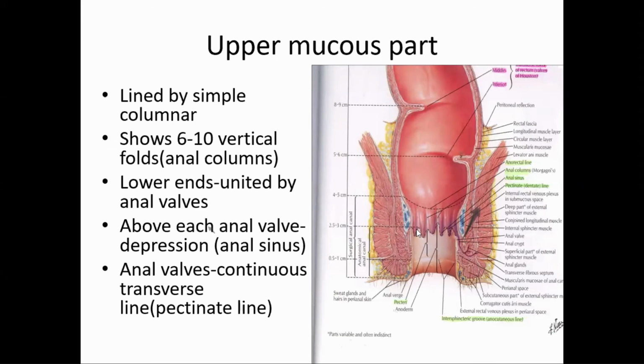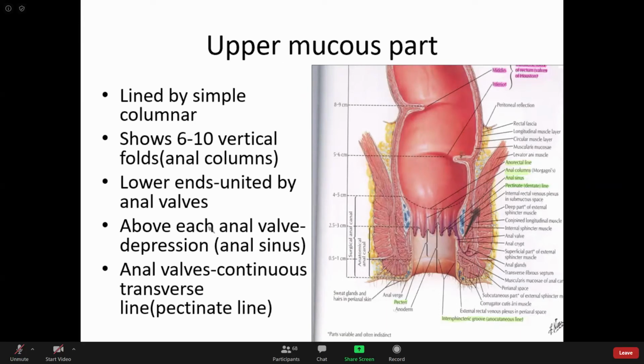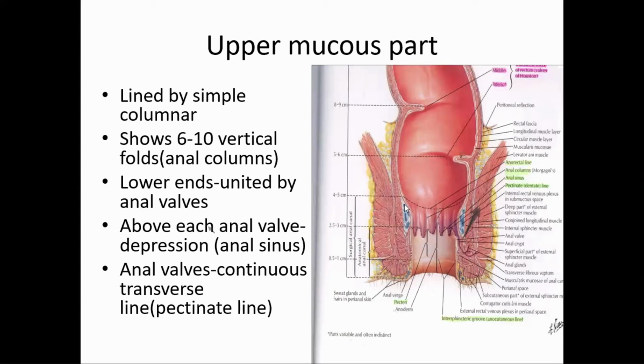And above the anal valves, there are depressions. This depression is called the anal sinus. And in this anal sinus, there are the openings of the ducts of the anal glands. See, this rectum and anal canal is very important. So what structures are present in the interior of the upper mucous part of the anal canal? Anal columns, anal valves, anal sinus, and the anal papilla.